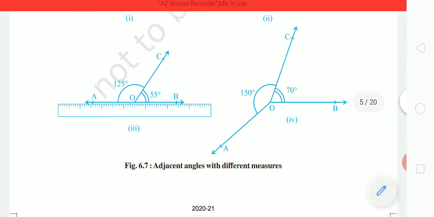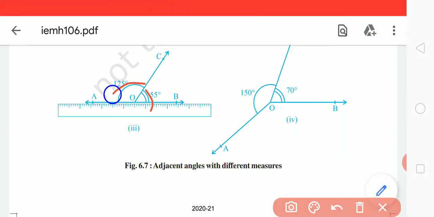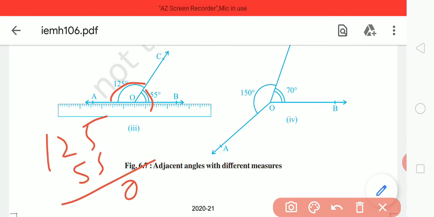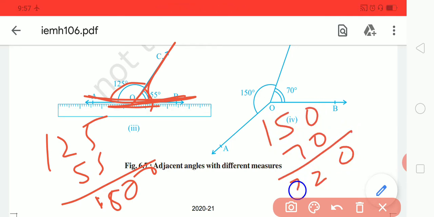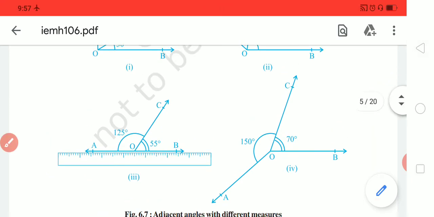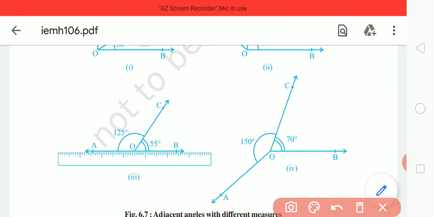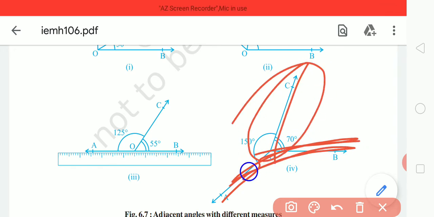Now come to the next one. Here you have been given 55 and 125. So add 125 and 55. How much do you get? 5 and 5 is 10, 7 and 1 is 8, 180 degrees. So yes, you can say that this AB is a line, and this OC is the ray standing on this line AB. Now come to the next part. You have been given 150 and 70. If you add them, you will get 220, right? So this is more than 180 degrees. If it is more than that, then what do you say? This AB is not a line. As you see, it is a ray, but this is not a line.